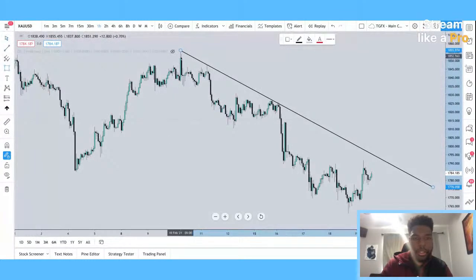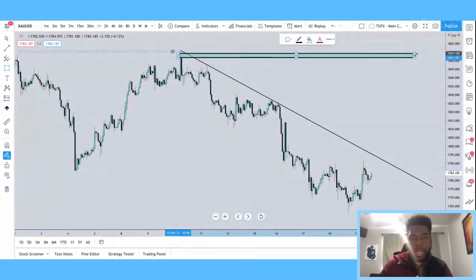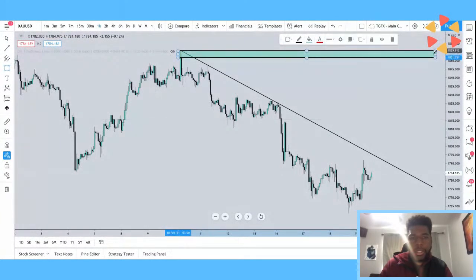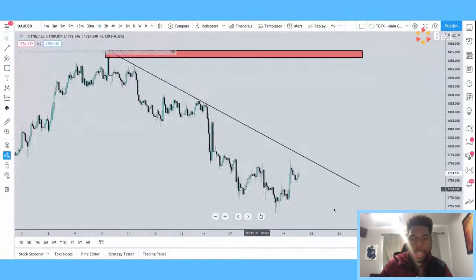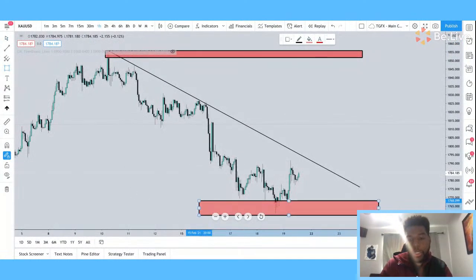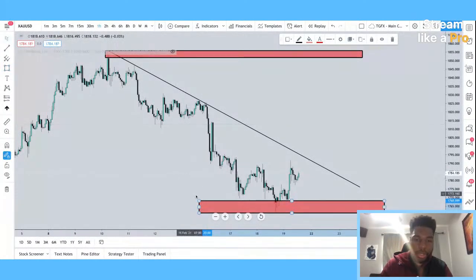So if we want price to come all the way back up here, we first need to break and clear this trend line. Now, if we can't clear that trend line, then we're most likely going to continue this downtrend structure.